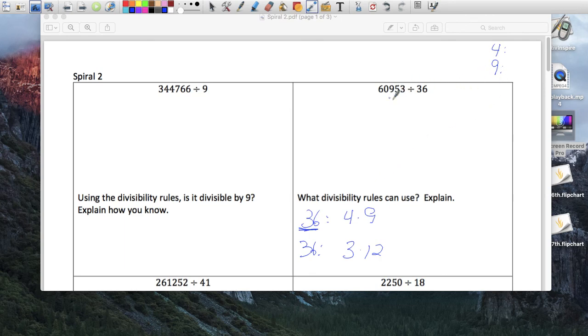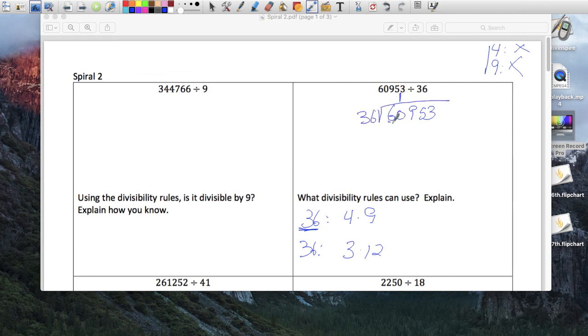Is it divisible by 4? Well, let's look at the last two digits, which is 53. 53 is not divisible by 4, so that's an X. So already I can stop because 36 will not go into 60,953 evenly, so I already know that. But let's double check anyway for 9. 6 plus 9 is 15, plus another 15, that's 30. And 30 is definitely not divisible by 9, so no twice. So definitely, when we divide, we're going to have a remainder again.